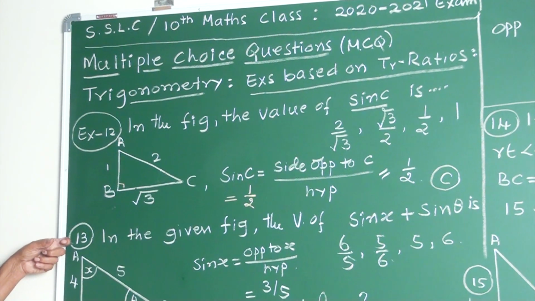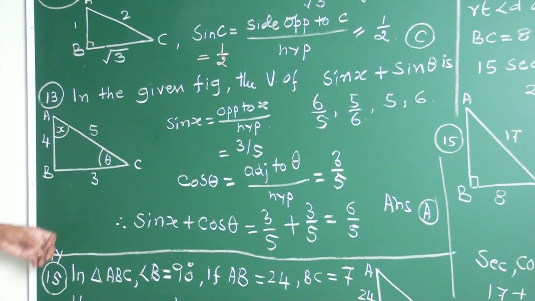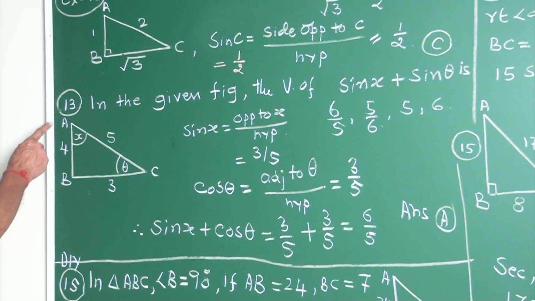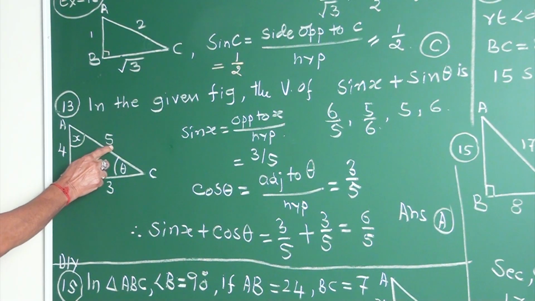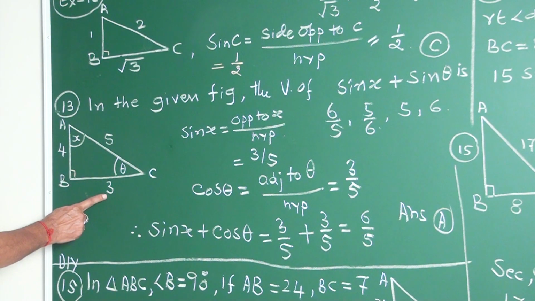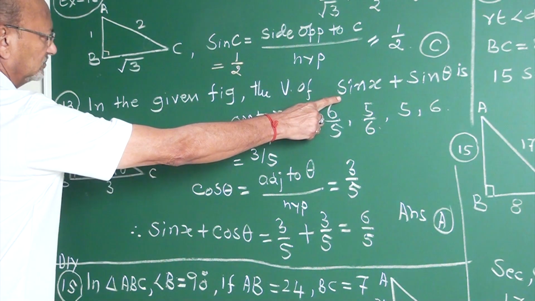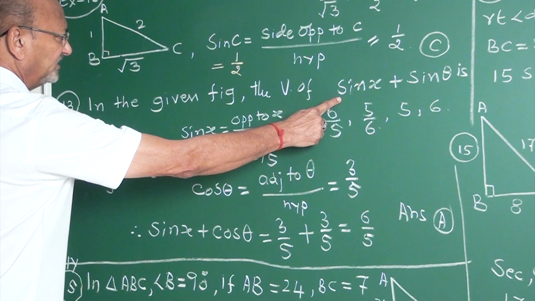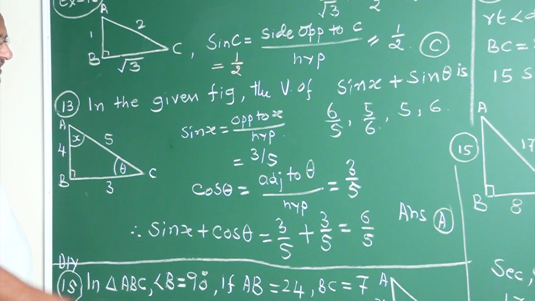Next example, my friend, example number 13. In the given figure, ABC is a triangle in which angle B is 90 degrees. Hypotenuse is 5, this side AB is 4, this side is 3. Then you wanted the value of sin x plus cos theta.